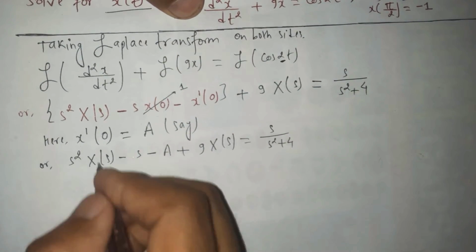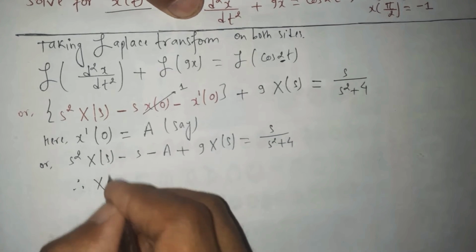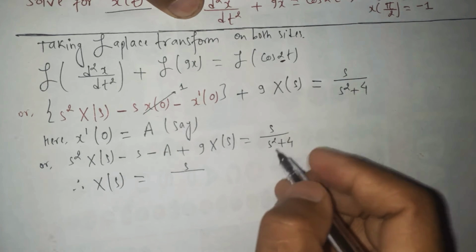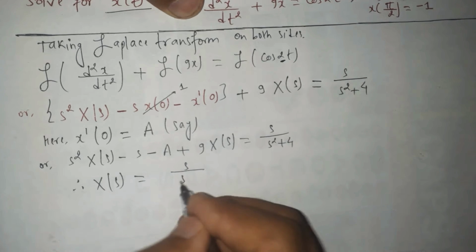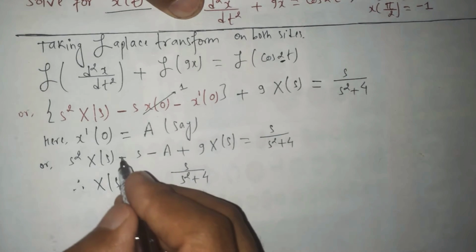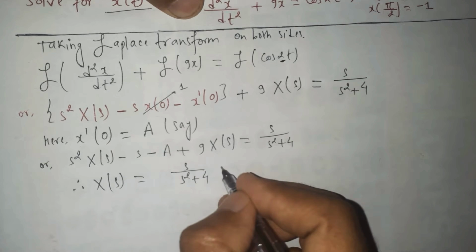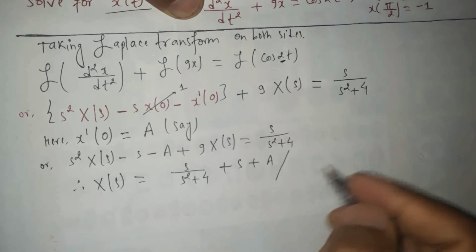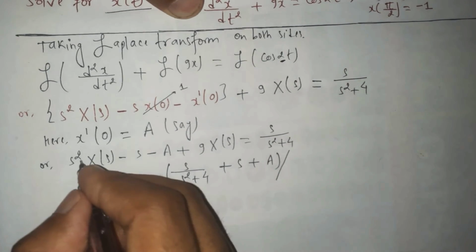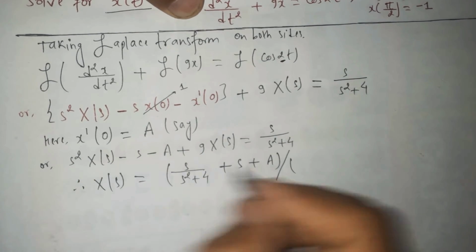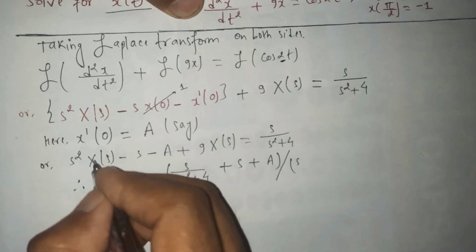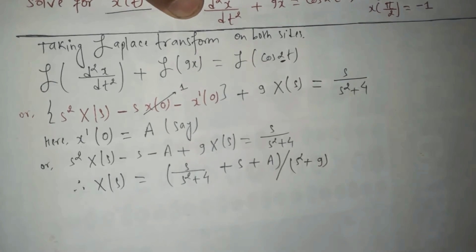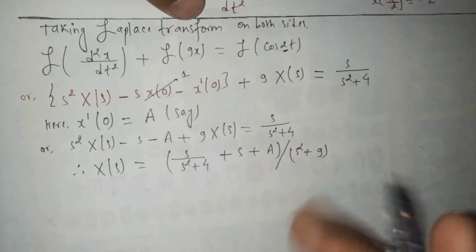Let's rearrange the terms to find the value of X of s. Therefore, the value of X of s is s over s square plus 4, and we shift the minus s and minus A to the right hand side as plus s and plus A, and divide the whole thing by the coefficient of X of s, which is s square plus 9. Here we have found the value of X of s in the frequency domain.